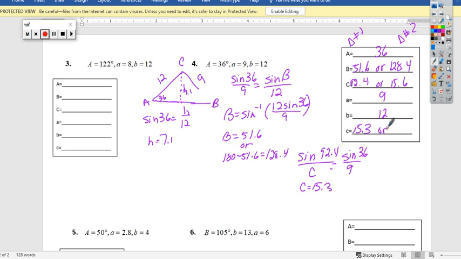Or, in the second triangle, if that one is another potential, we're going to use the sine of now 15.6 over C is equal to the sine of 36 over 9. In this case, we find C to be about 4.1. And there are your two potential triangles in the ambiguous case there. I've got two more examples for you.